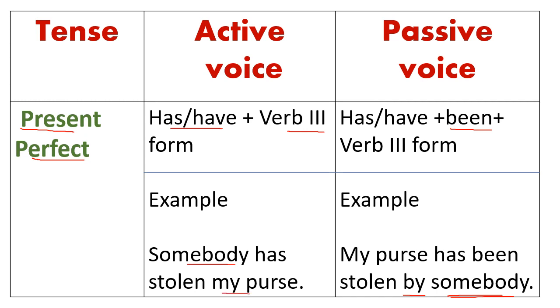Now, the object of active voice, my purse, will become the subject of passive voice, and has stolen will become has been stolen. So the sentence of passive voice will be my purse has been stolen by somebody, or we can say my purse has been stolen. Okay.